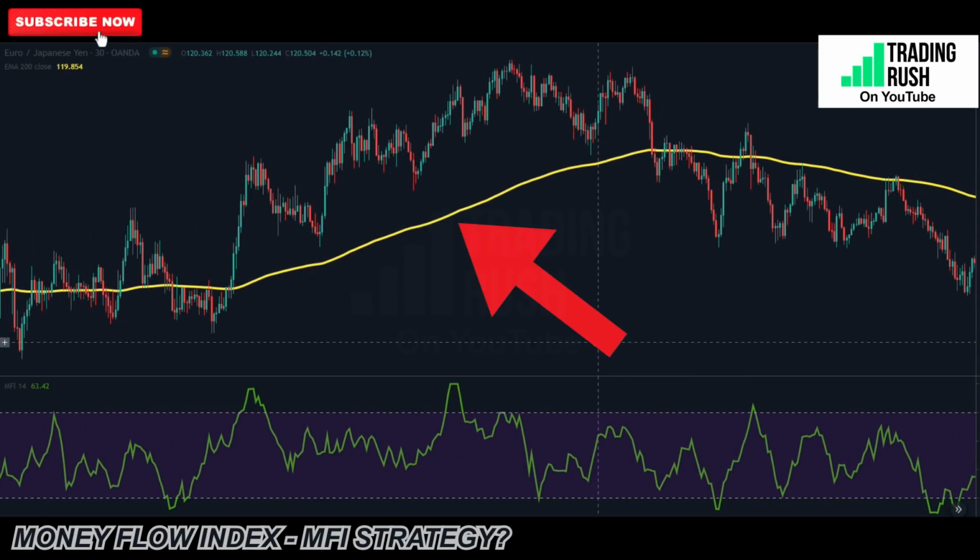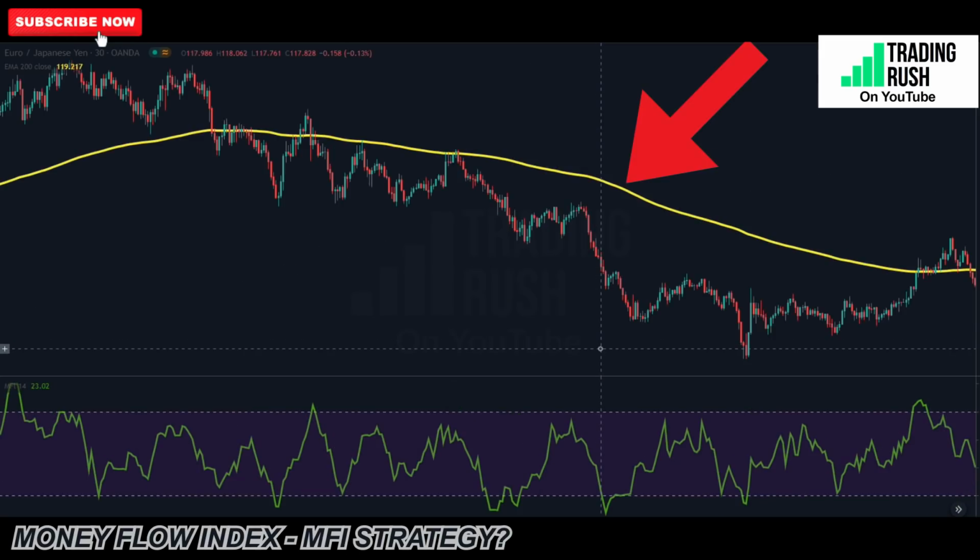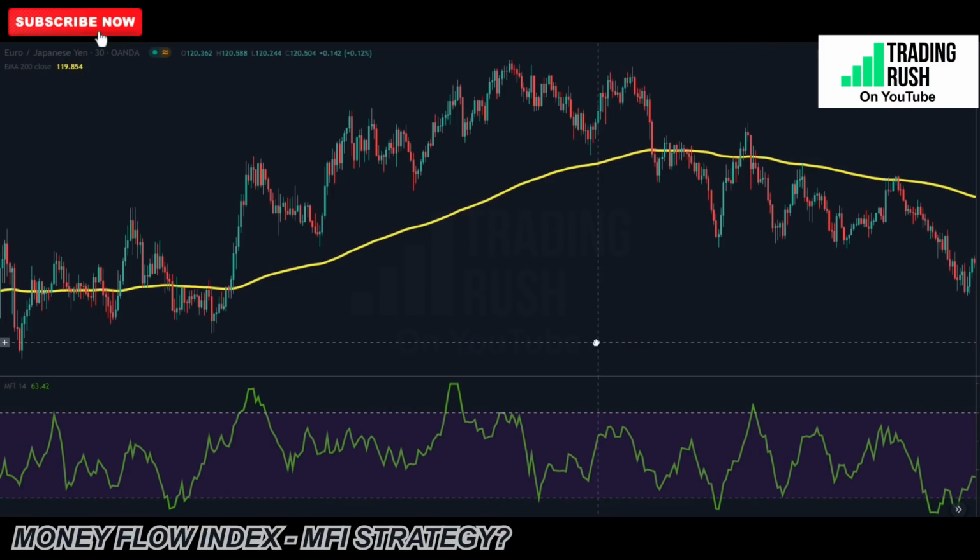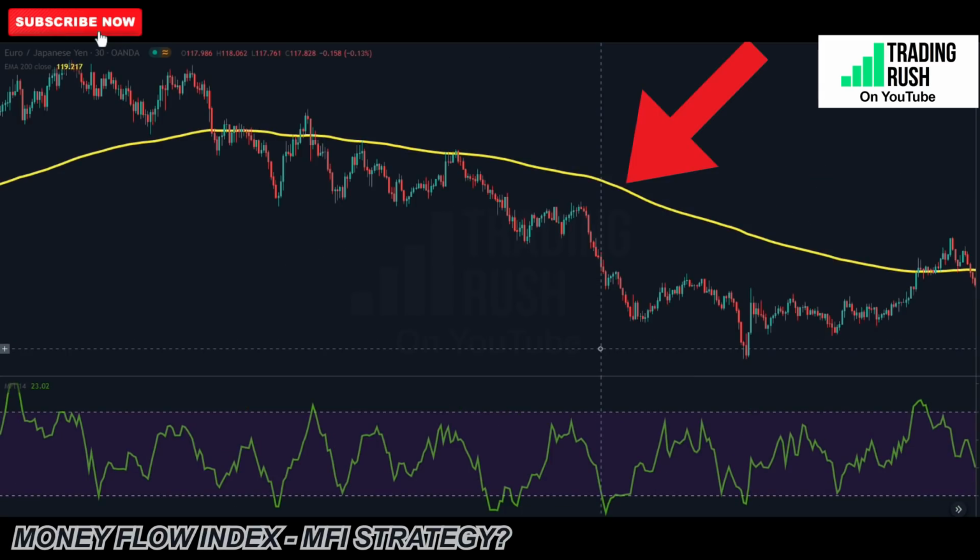If the price is above the 200 period moving average, we will only look to buy, and if the price is below the 200 period moving average, we will only look to sell. We will completely ignore the sell signals given by the Money Flow Index when the price is above the moving average. Similarly, we will completely ignore the buy signals if the price is below the moving average.